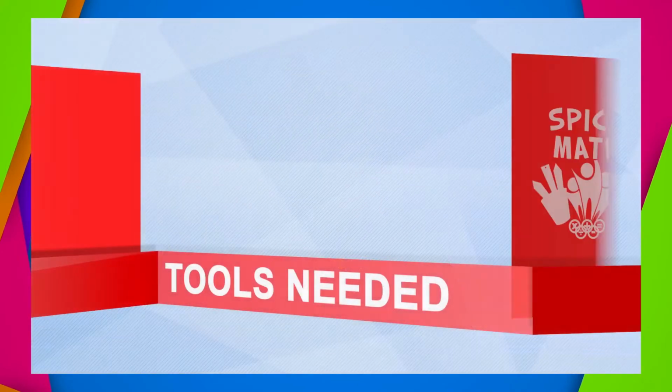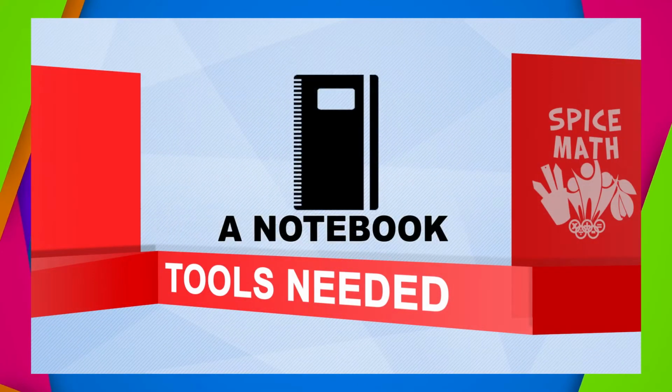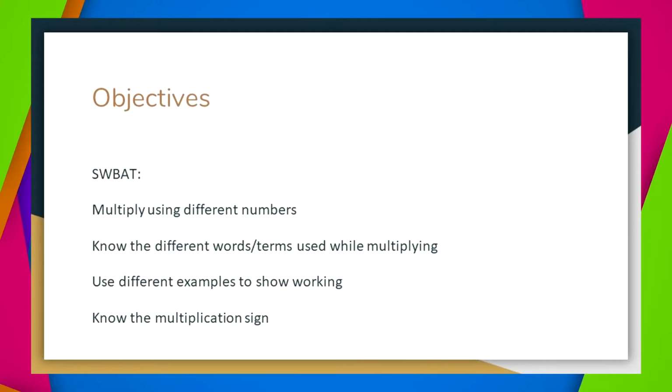Materials you will need for this video are your pencil, paper, or a notebook. Objectives. The objectives for today are students should be able to multiply using different numbers, know the different words or terms used while multiplying, use different examples to show your working, and lastly, know the multiplication sign.